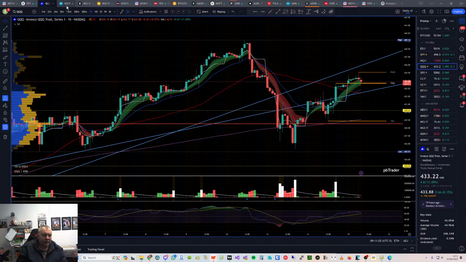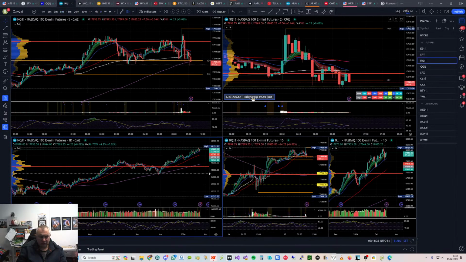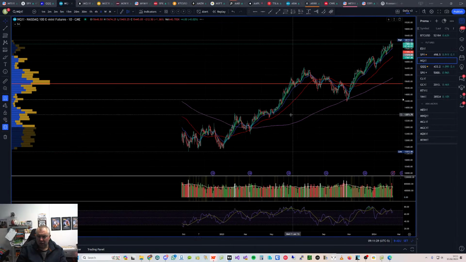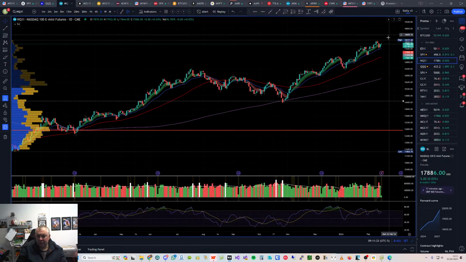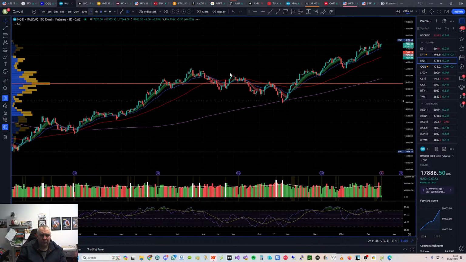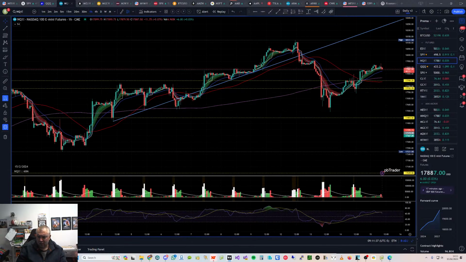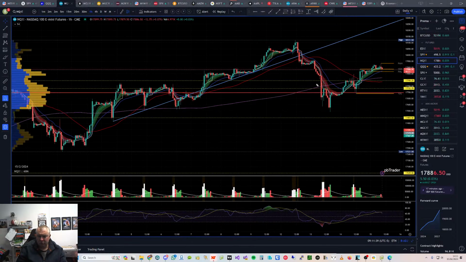Let's look at Nasdaq next. So the daily, let's go to the hourly. So we pull back, we've got this kind of, you could call it a bear flag. If we can hold this trend line up, then we can watch for a bounce.